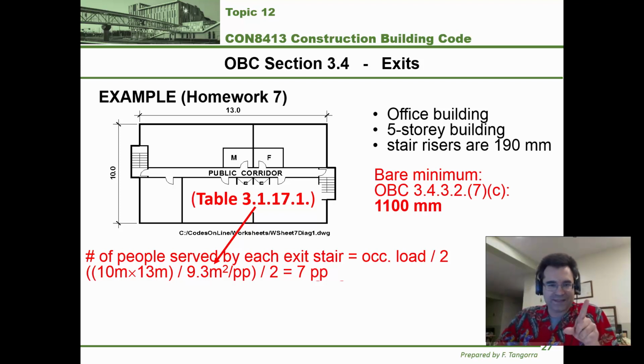We do the area divided by the factor, and that number we divide by 2 because we have 2 exits. We would divide by 3 if we had 3 exits, 4 if we had 4 exits, and so on. So in this case, I get 7 people. Do this calculation and see if you can get the same number.